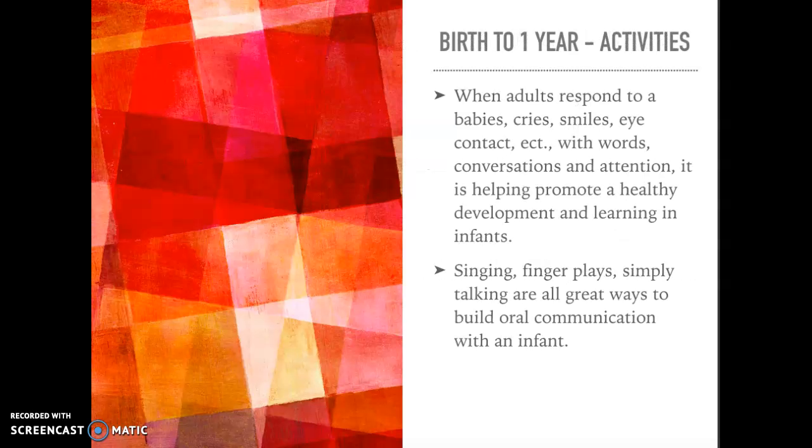Some activities you can do with this age group in order to foster those would be responding to baby's cries, smiles, and eye contact with words, conversation, and attention. It helps to promote healthy development and learning in infants. Singing songs, playing finger plays, and simple talking are all great ways to build oral communication with an infant.